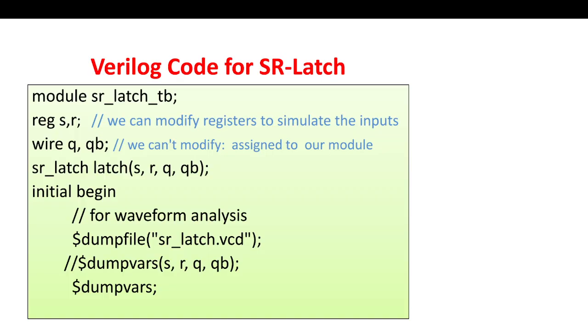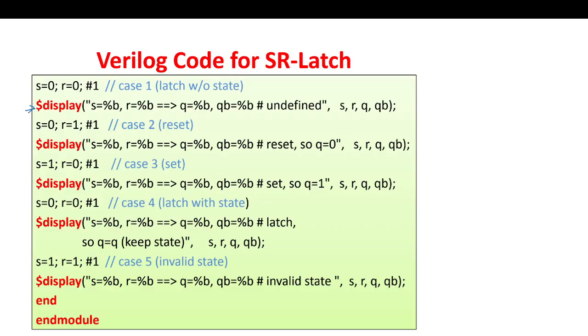Now for the test bench, the inputs in the module will be registers, and the outputs will be wires, and we are instantiating the module SR latch with the latch name, and values are S, R, Q and QB, and initial begin. These are the statements to write into the waveform, and these are for displaying. So first we give 0, 0, which is a store state, 0, 1, reset, set, again store, and this is the invalid state.